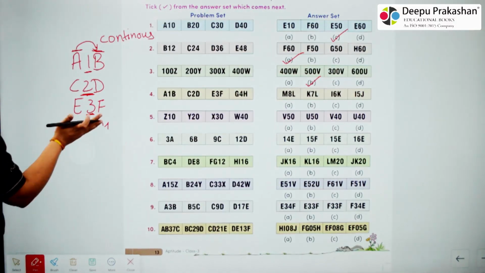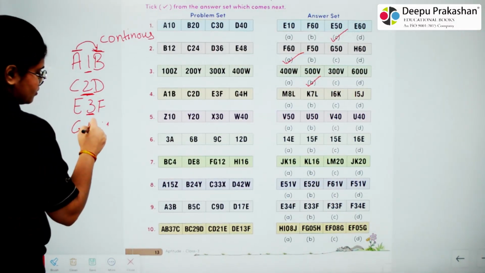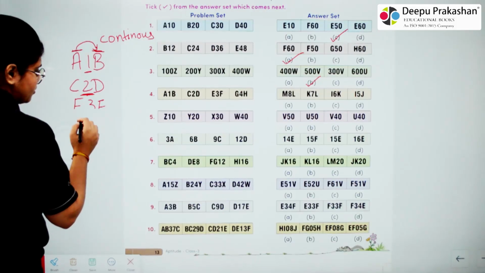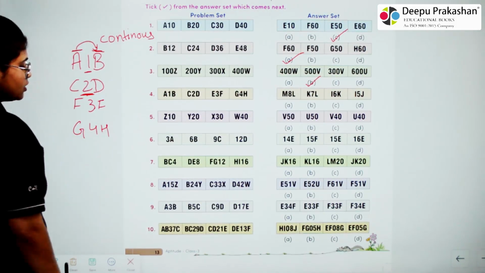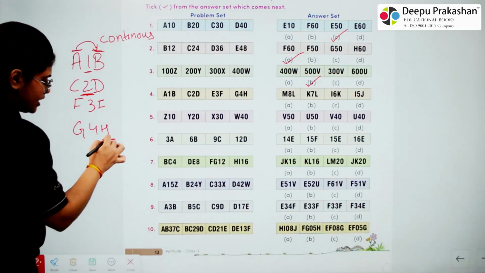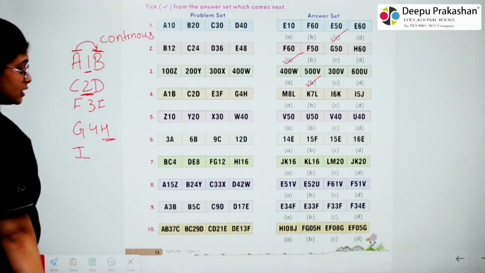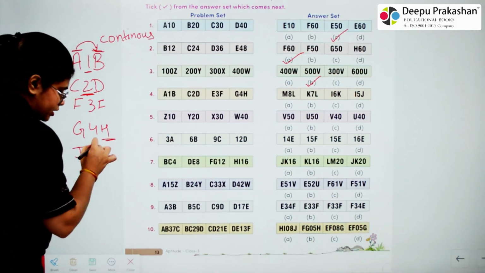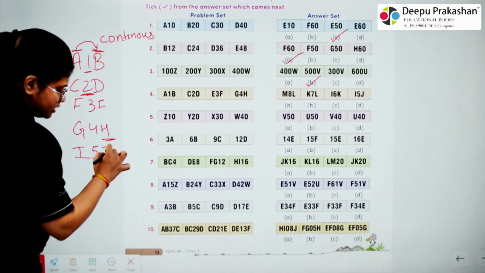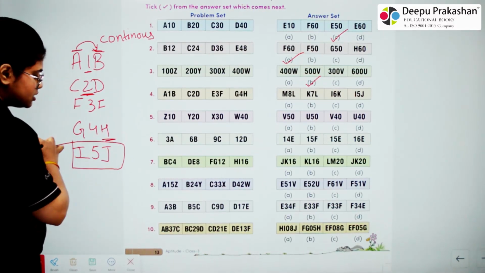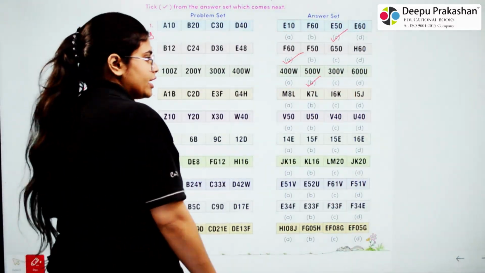So the letter that comes after H is I. The number that comes after 4 is 5. And the letter that comes after I is J. So the answer for this part is I5J.